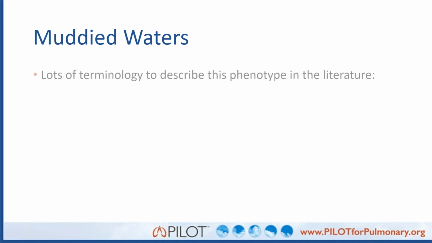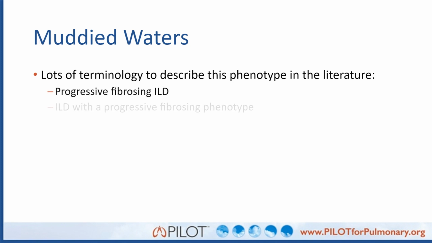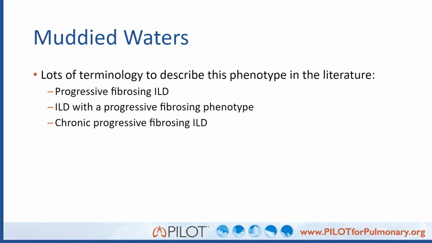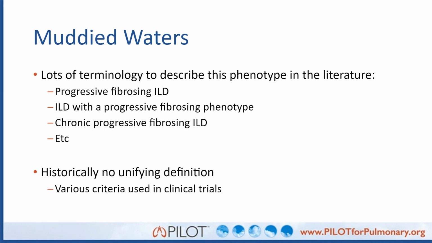There's been a lot of terminology to describe this type of clinical phenotype in the literature. So progressive fibrosing ILDs has been used, ILD with a progressive fibrosing phenotype has also been used, as well as chronic progressive fibrosing ILDs. And historically, there's been no unifying definition, including in clinical trials, where different clinical trials have utilized various criteria to define this progression in ILD.